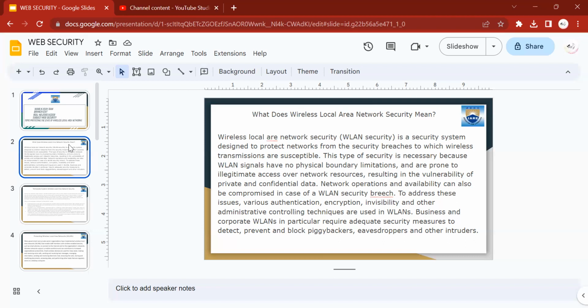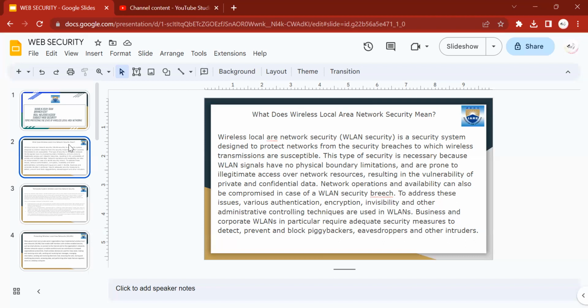Network operations and availability can also be compromised in case of a wireless local area network security breach. To address these issues, various authentication, encryption, invisibility, and other administrative controlling techniques are used in wireless local area networks.